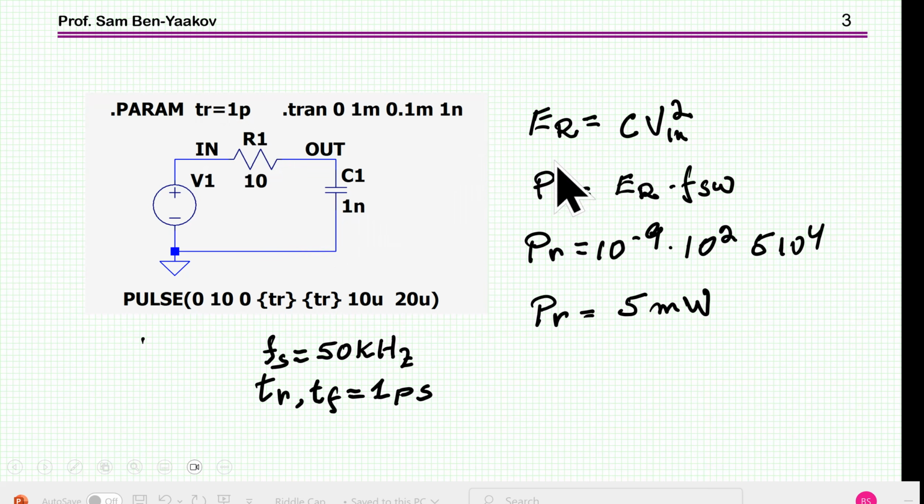Now we understand that the total energy dissipated by the resistor is CV squared over 2, and then times the frequency is the power loss. And for this particular case, this is a 10 volt pulse and 1 nanofarad capacitor. We end up with a power dissipated by the resistor of 5 milliwatt.